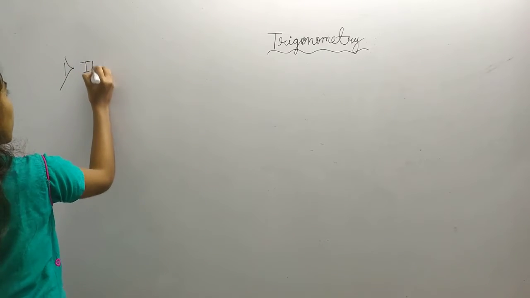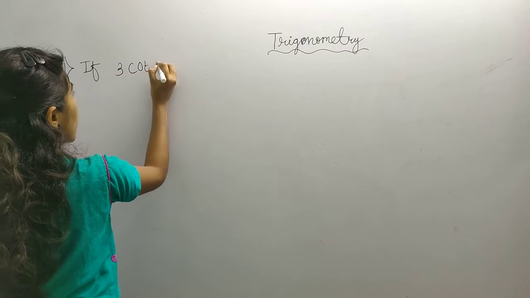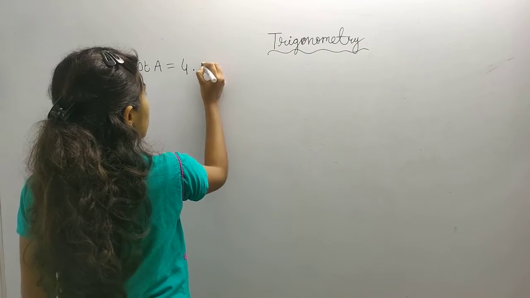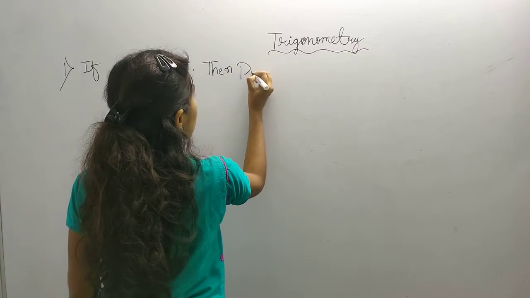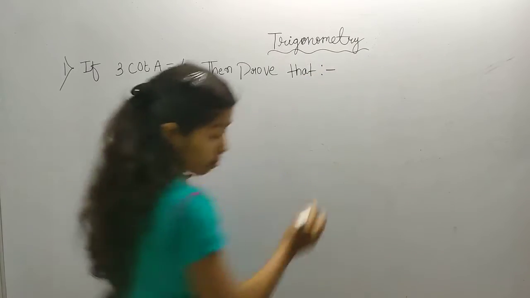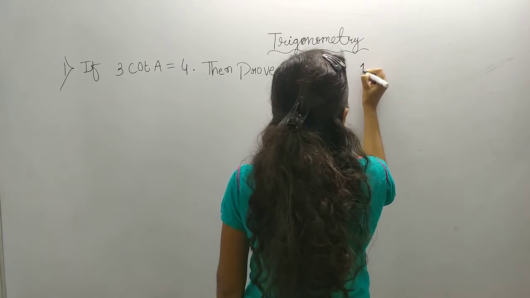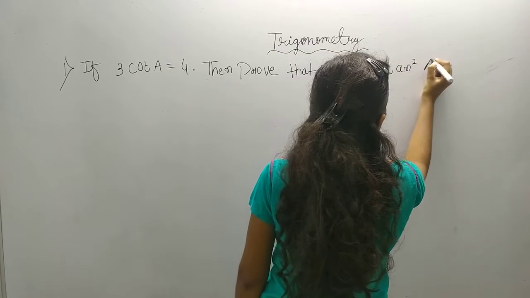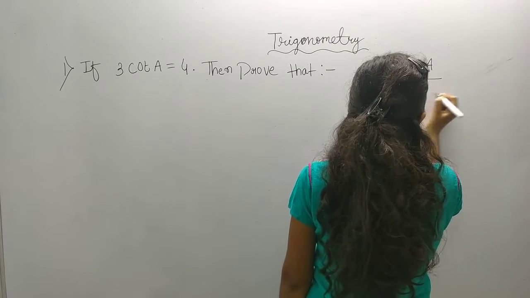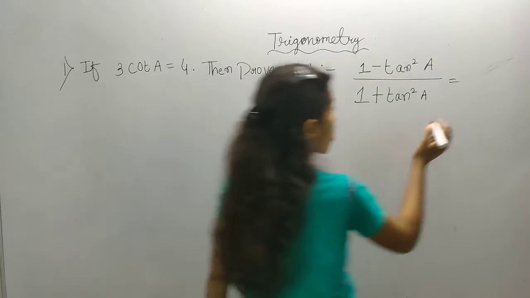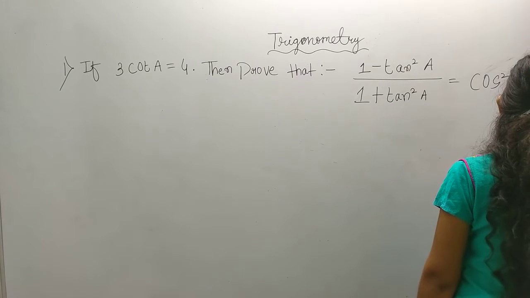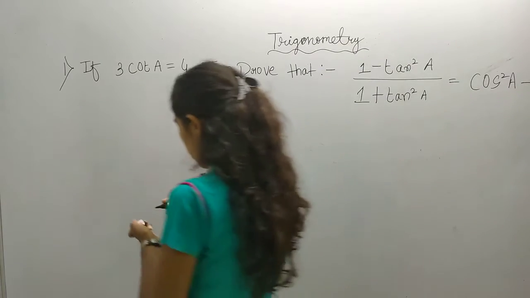If 3 cot A equals to 4, then prove that 1 minus tan square A by 1 plus tan square A equals to cos square A minus sin square A. So this is our today's first question.